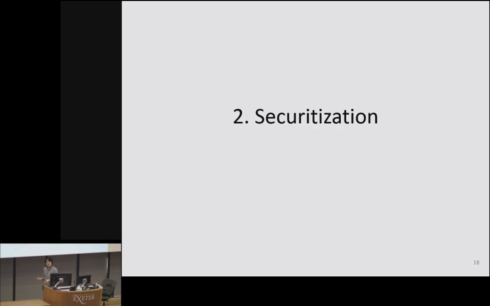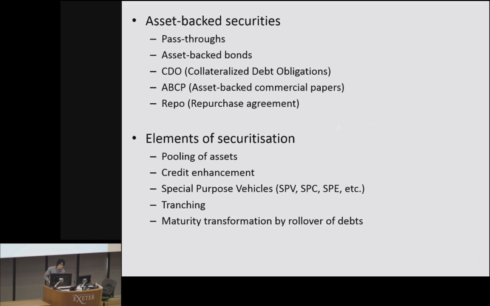Securitization is the process of issuing asset-backed securities, that is, securities backed by other securities. Examples include pass-throughs, asset-backed bonds, collateralized debt obligations, asset-backed commercial papers, and repos. These played some roles in the last financial crisis, so we'll look into them one by one.